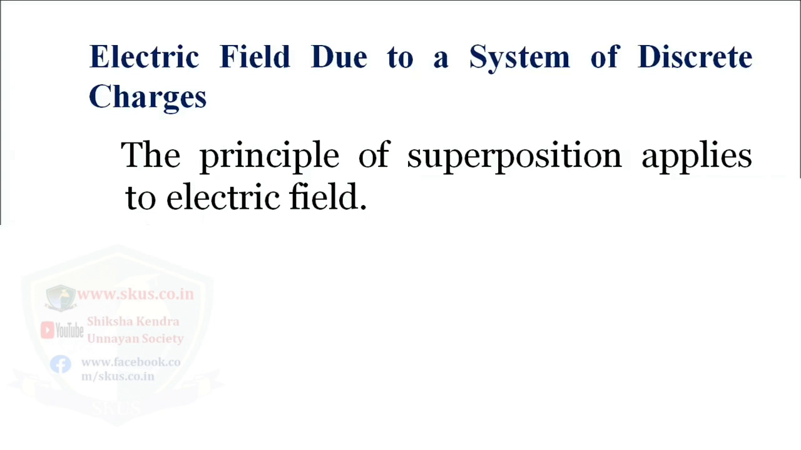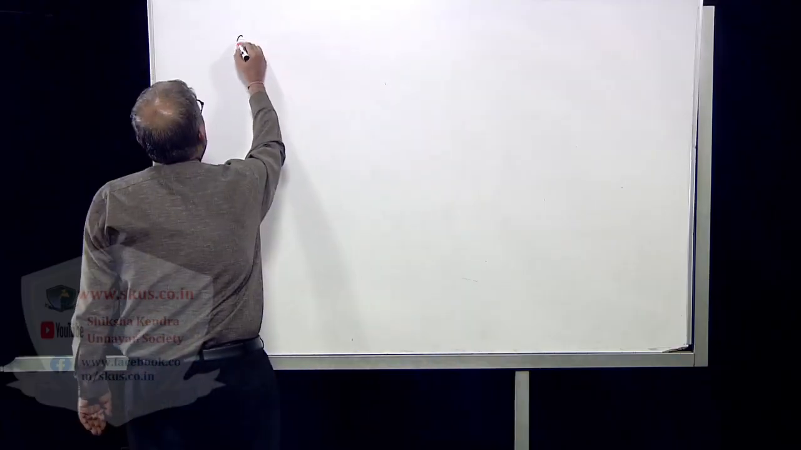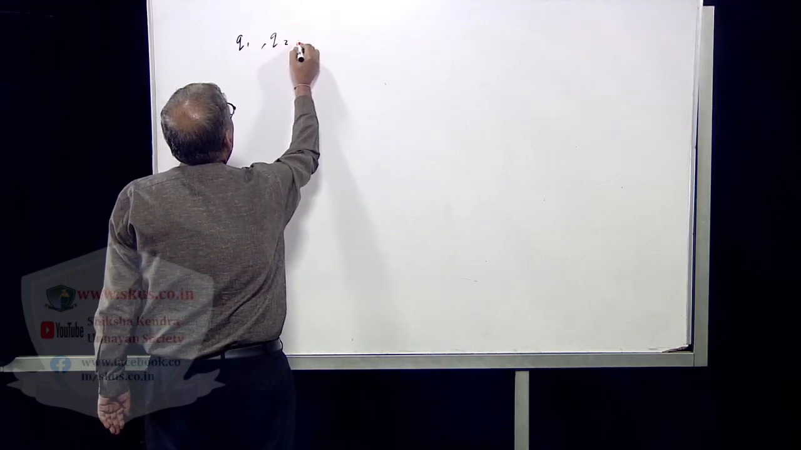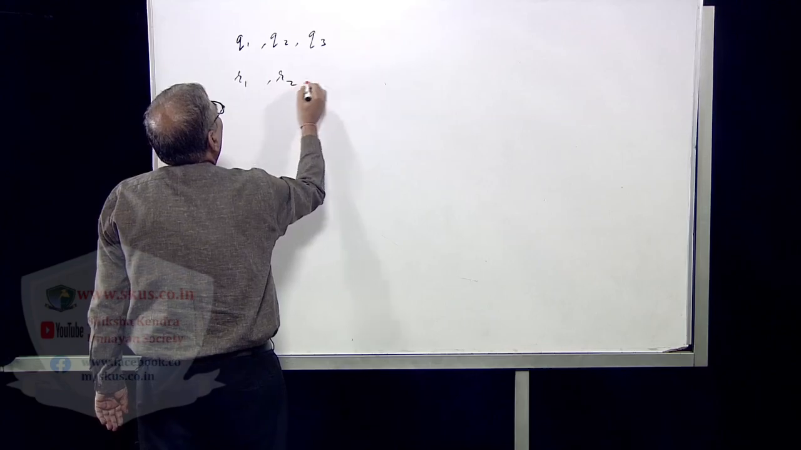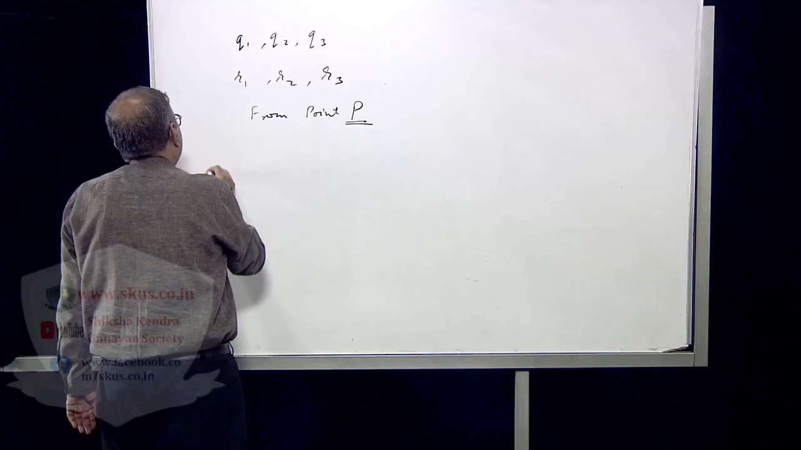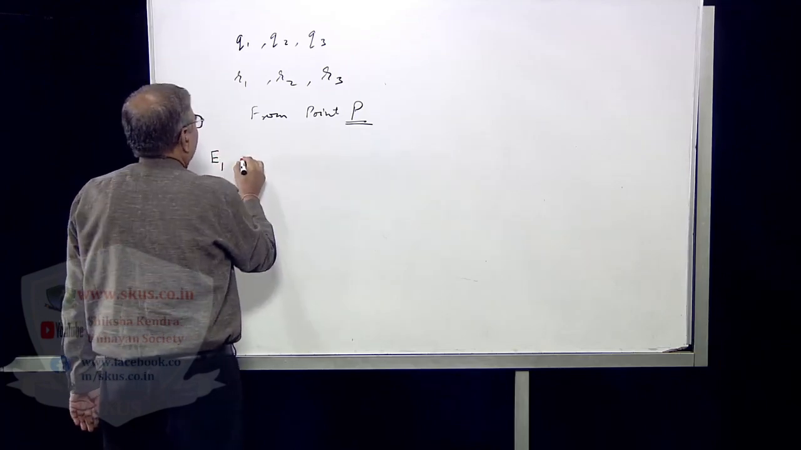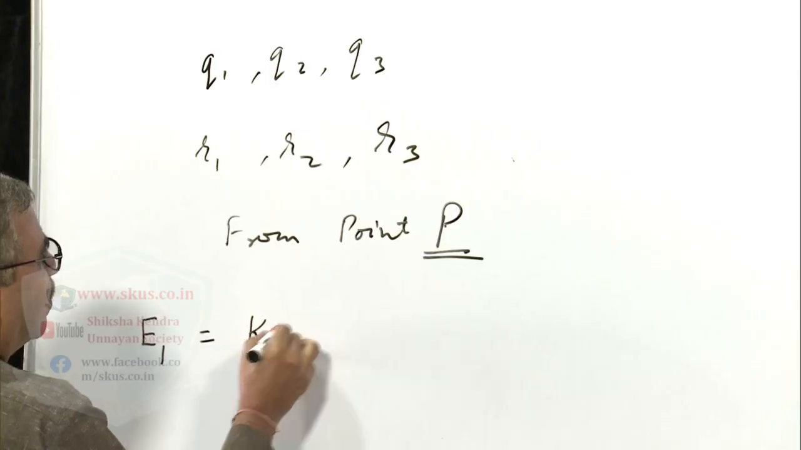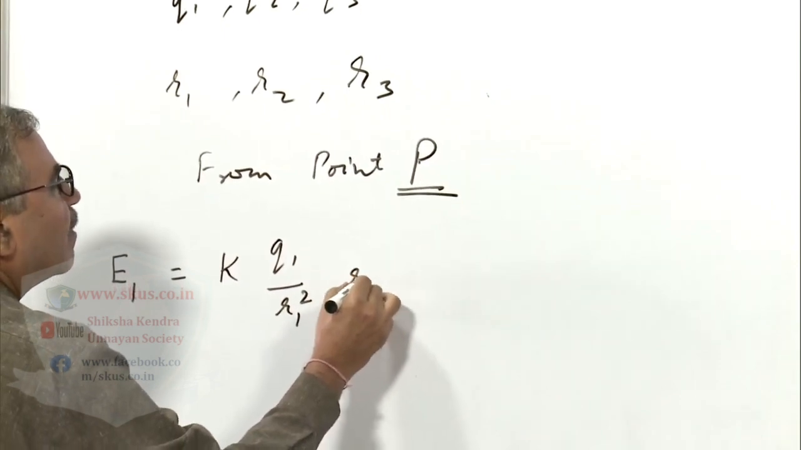So, we will find it by the principle of superposition. Now, we will find the expression of electric field due to a system of discrete charges. If there are a number of charges Q1, Q2, Q3, at distances R1, R2 and R3 from point P, let us write down the expression for electric field due to charge Q1. E1 will be equal to K Q1 upon R1 square R1 cap.